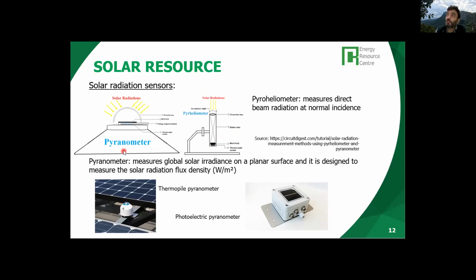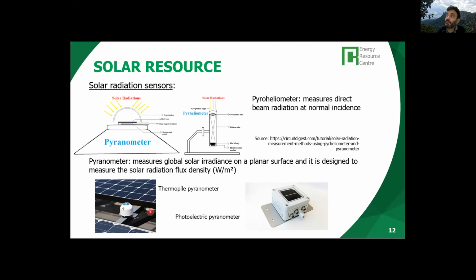Pyranometers are mostly used because they measure not only the direct radiation but also the diffuse radiation. On a coplanar surface, they capture all the radiation that is received in the hemispherical top, like half a sphere on top of a given surface. Okay, so in practical terms, pyranometers are mostly used in solar systems.